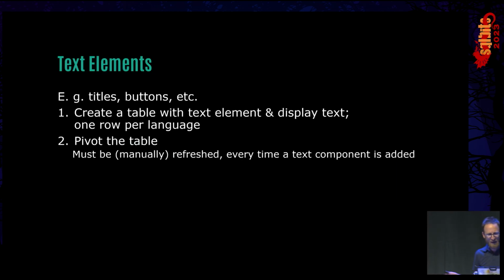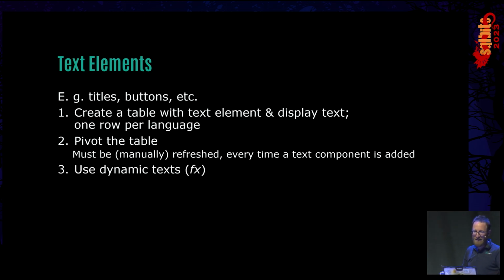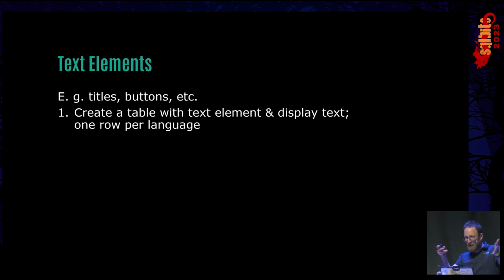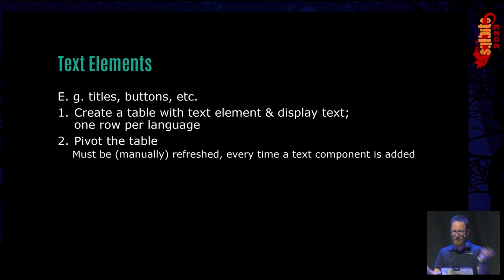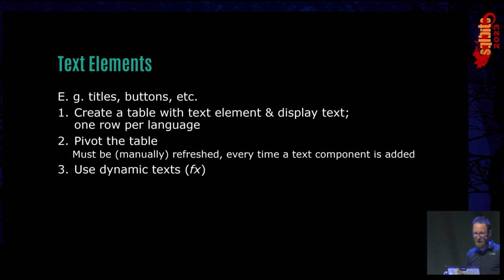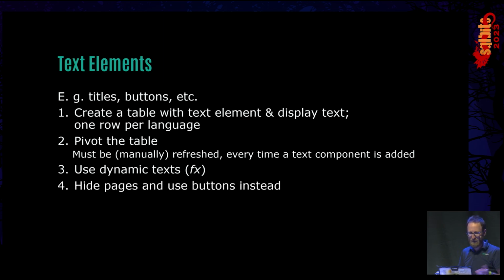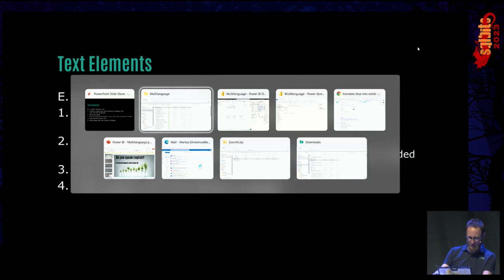Yeah, text elements. I think that's why I was so fast, because I jumped directly into the demo. What I built here is a table with all the text elements in one language, English for example. I pivot the table and then use this in the dynamic text, with IF or FX, or you could also build measures returning the row from this table. And then you can also hide pages and use buttons instead. This is what I did in here.